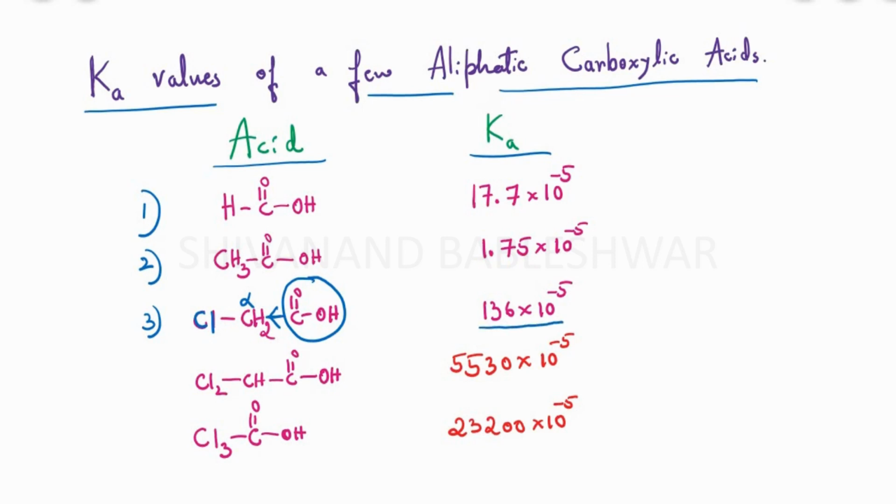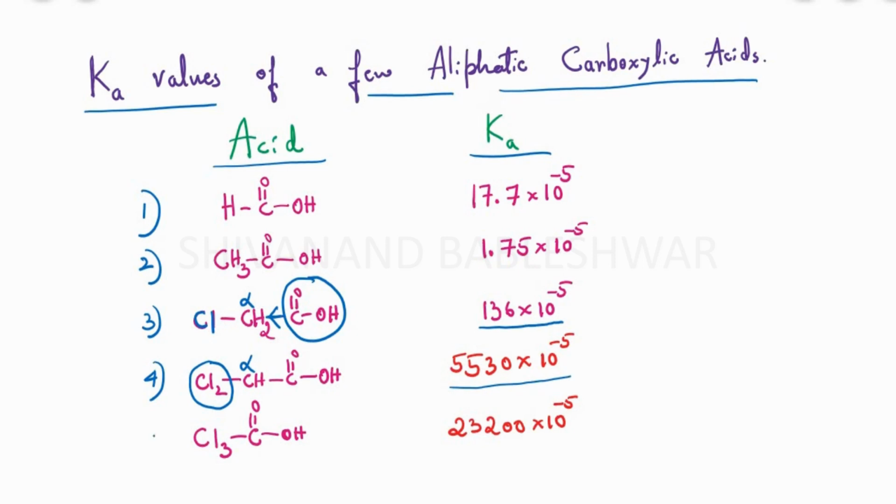So therefore alpha chloroacetic acid is a stronger acid when compared with 1 and 2. And in the fourth example, you can see that this is the alpha carbon atom, but the alpha carbon atom is having what? 2 halogen atoms, right? So therefore it becomes much stronger acidic in nature. So the Ka value is 5530 into 10 to the power of minus 5.